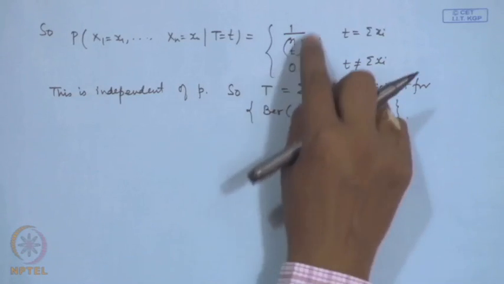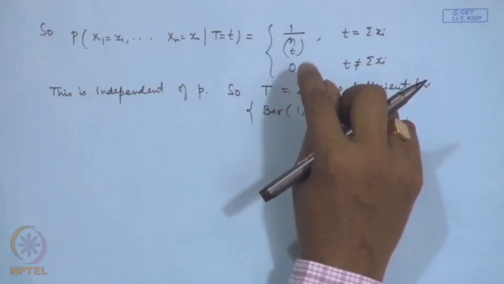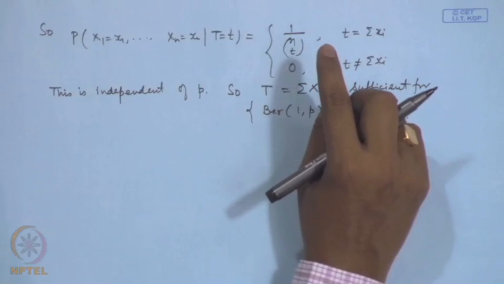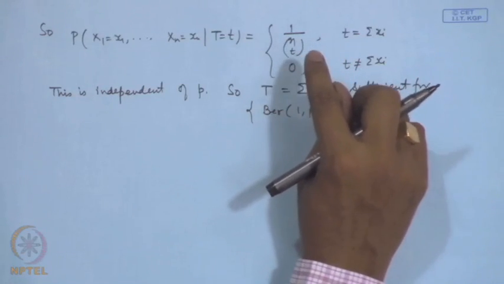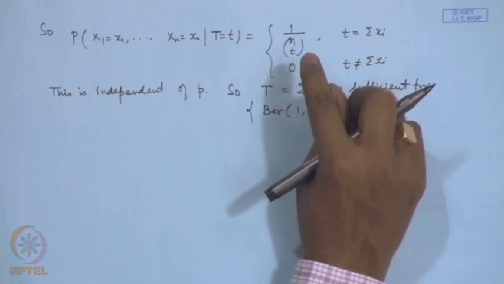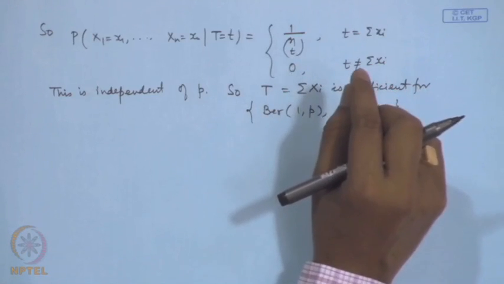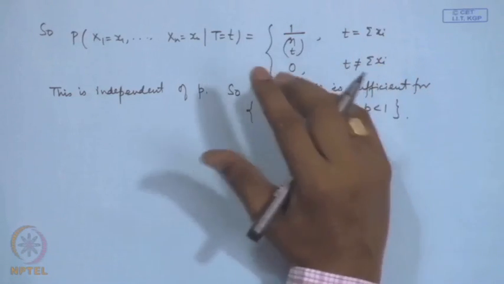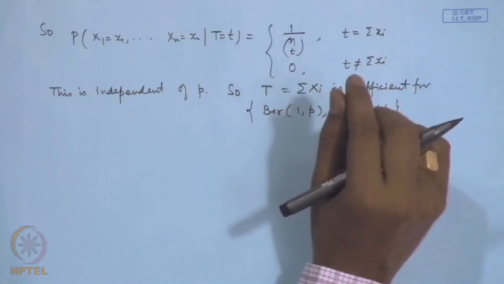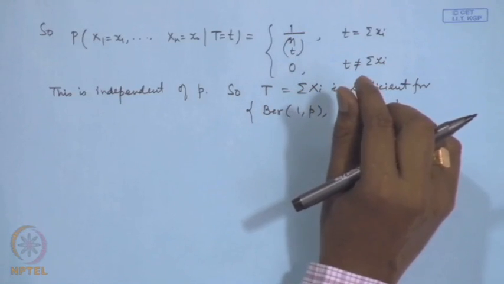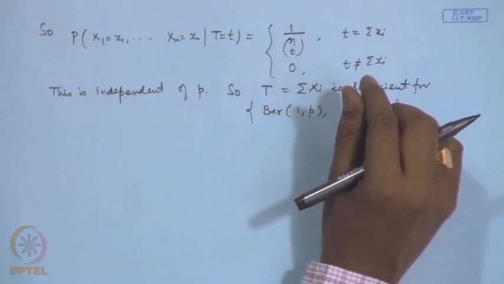In fact, now if we know this and we know the distribution of T, that is binomial(n, p), we can generate another random sample, let us call it, say, X1 prime, X2 prime, ..., Xn prime, which will have Bernoulli(1, p) distribution. Let me explain through another example.